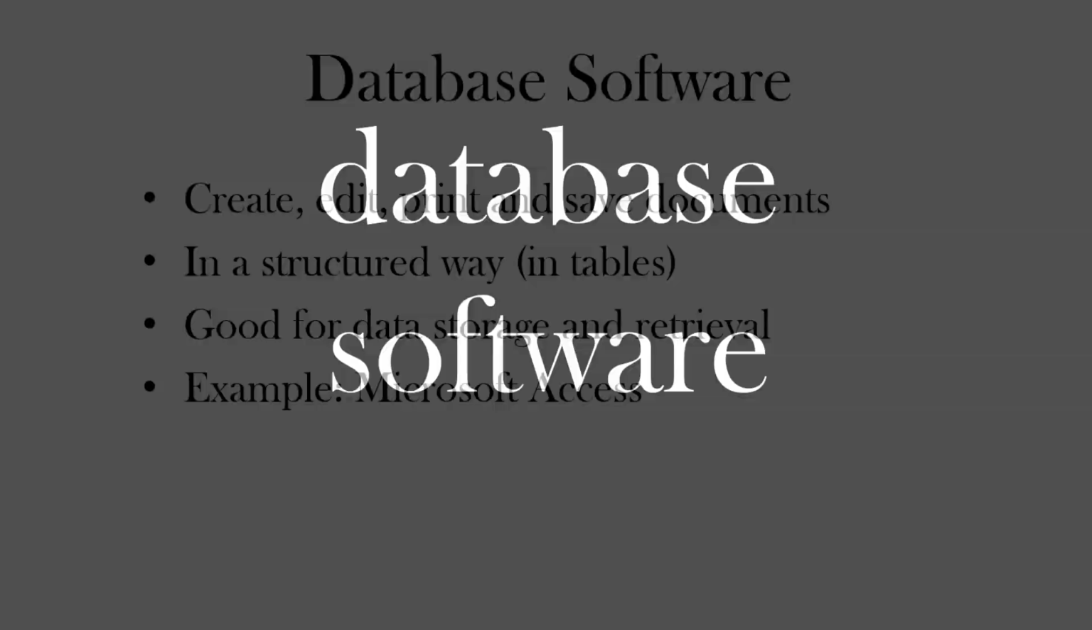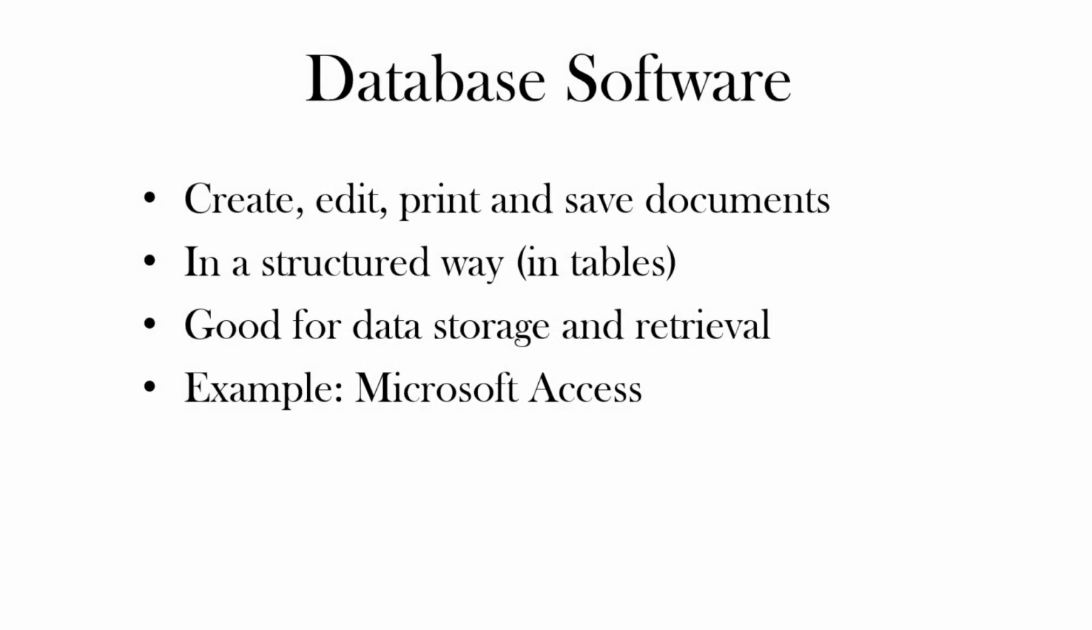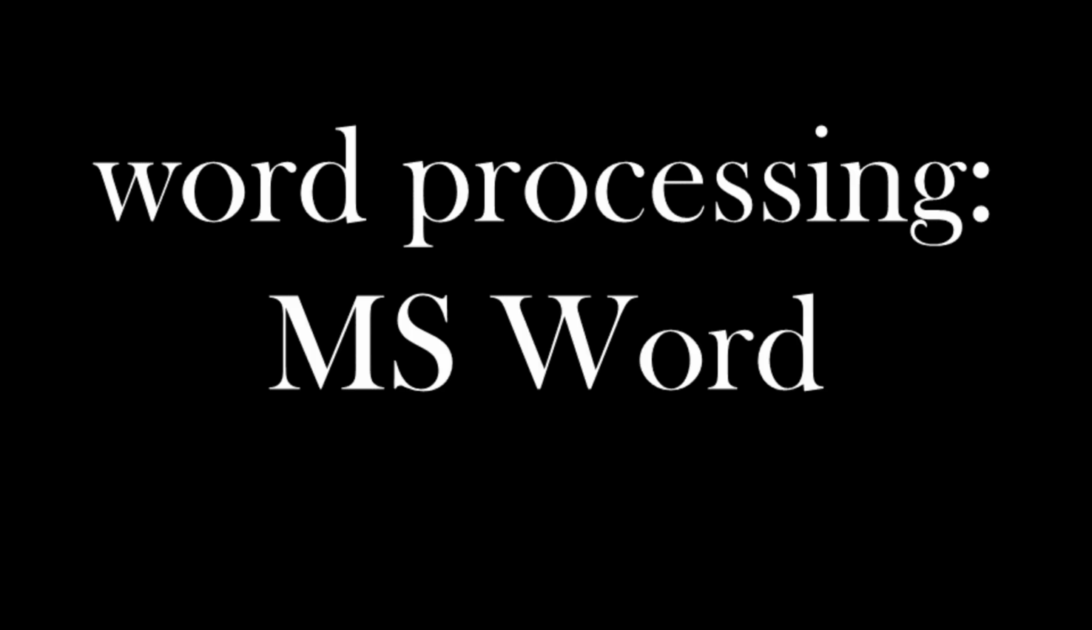There is database software. We can create, edit, print and save documents, but here we are storing data in a structured way. So it's stored in a set way using tables, and then it can be retrieved easily. So it's a way of storing data and accessing that data. And it's called Access, the database management system from Microsoft. So let's have a look at these applications. We start off with word processing with Microsoft Word.